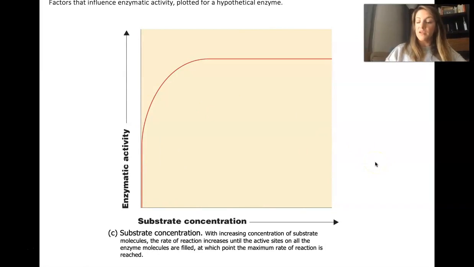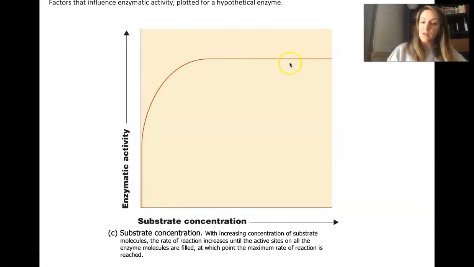Okay. Another factor besides temperature and pH that affects enzyme activity is going to be substrate concentration. And this kind of makes sense, right? You put more stuff into the reaction, more stuff comes out. Okay? However, it's only to a point. Okay? So we increase substrate, you have more enzyme activity, but then it levels off.